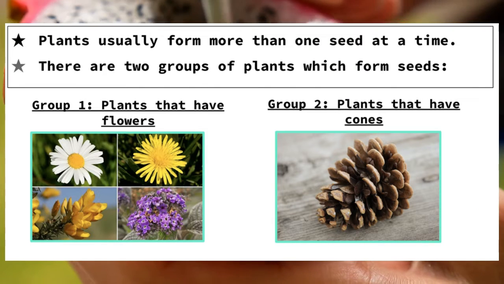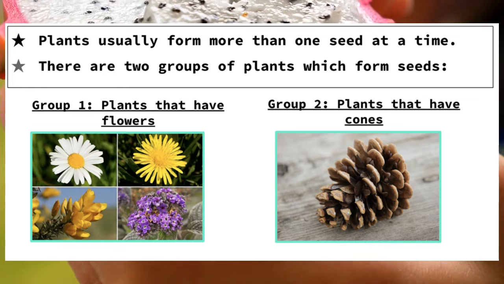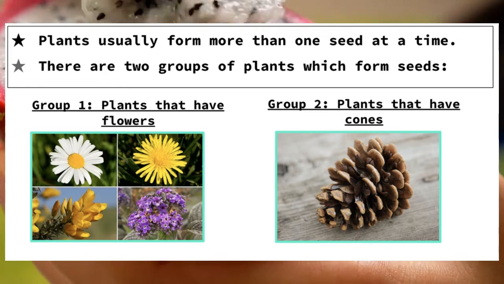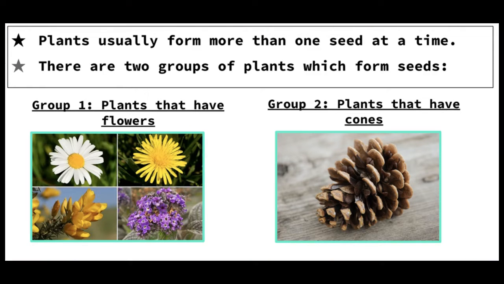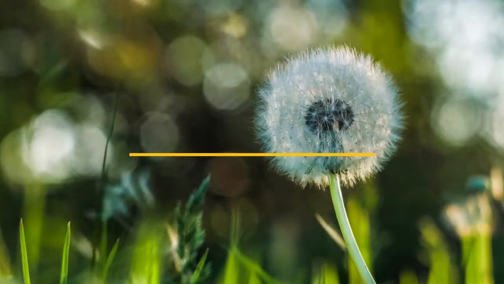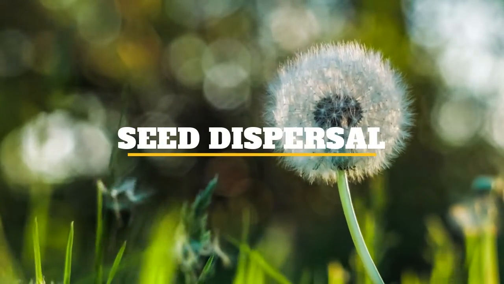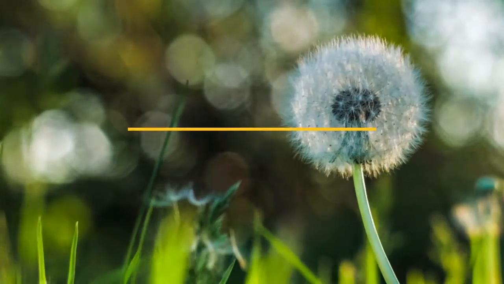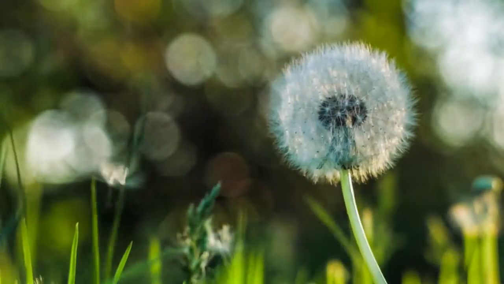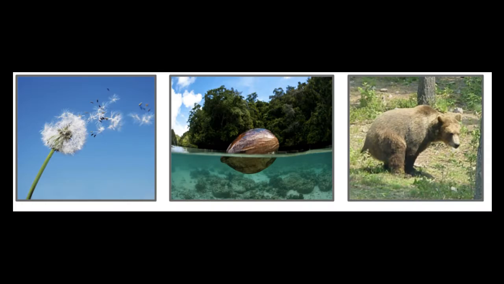Plants usually form more than one seed at a time, unlike most humans. There are two groups of plants which form these seeds. The first group are the plants that have flowers, and the second group are the plants that have cones. Plants rely on the wind, water, and other animals to scatter their seeds.